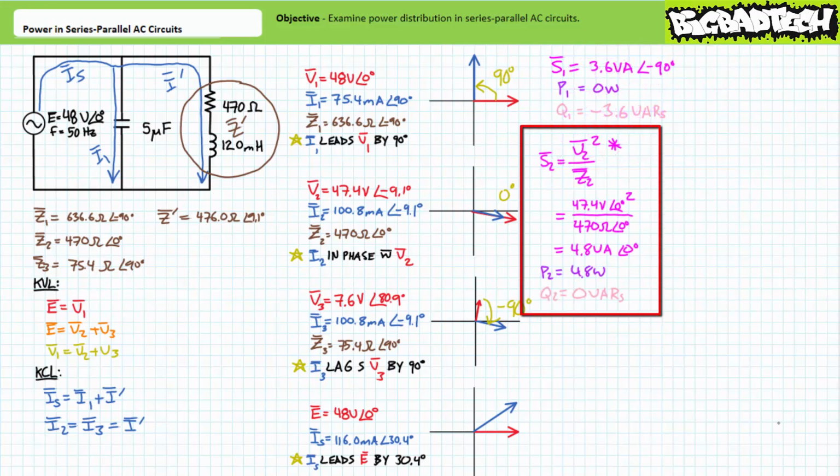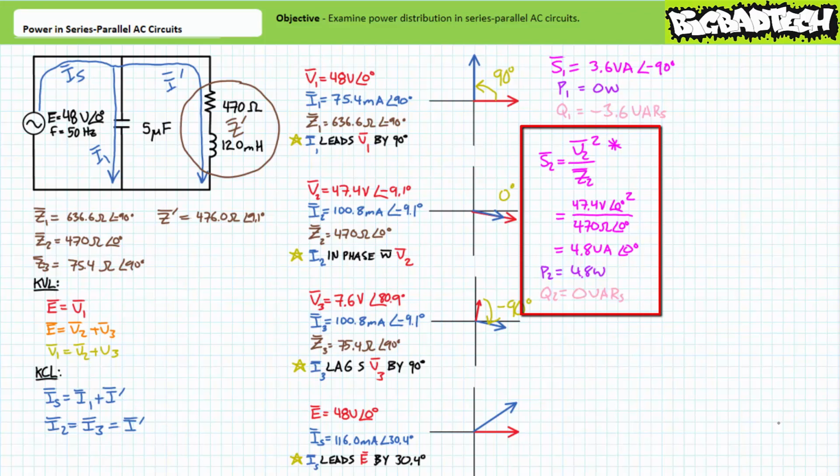It can be said current through resistive impedance Z2 is in phase with the voltage across it, and there exists a relative phase shift of 0 degrees between voltage and current. As such, one might expect all of apparent power to be directed towards real power. Let's use an alternate version of the AC power equation, just for the fun of it. Apparent power is a complex conjugate of voltage squared divided by impedance.